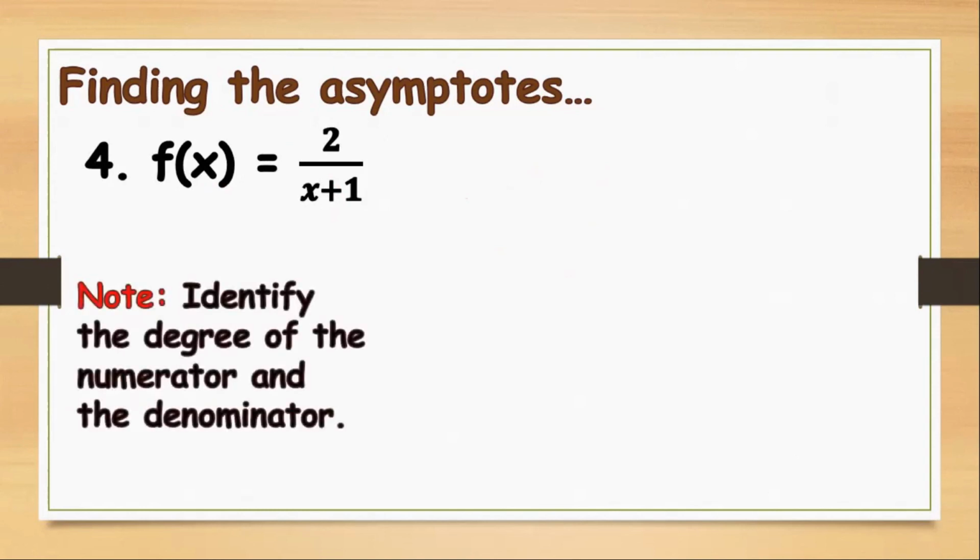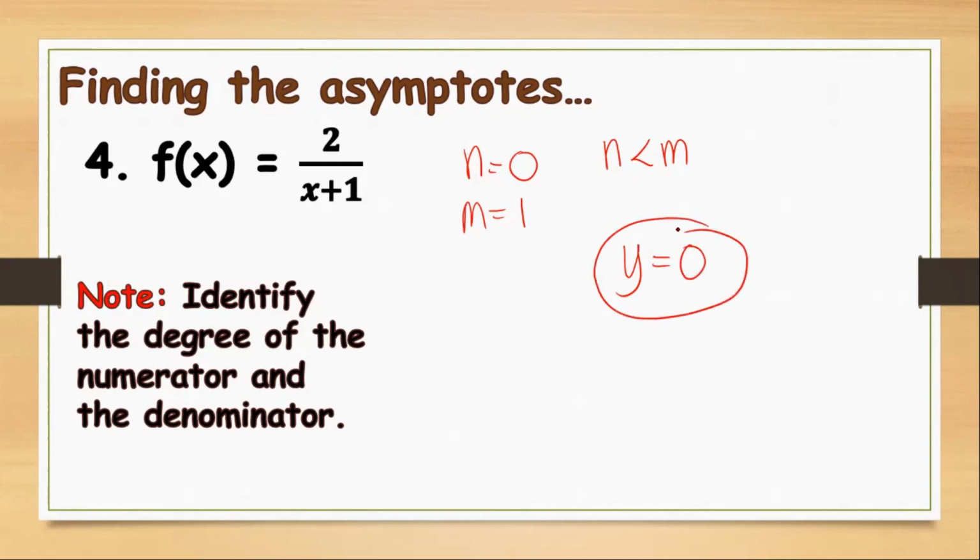Next, let's find our horizontal asymptote. Take note that the degree of our numerator is 0. We don't have any variable there, so the degree of our numerator is 0, and the degree of our denominator is equal to 1. Notice that the degree of the numerator is less than the degree of your denominator. And so, our horizontal asymptote is the line y equals 0, which refers also to our x-axis.